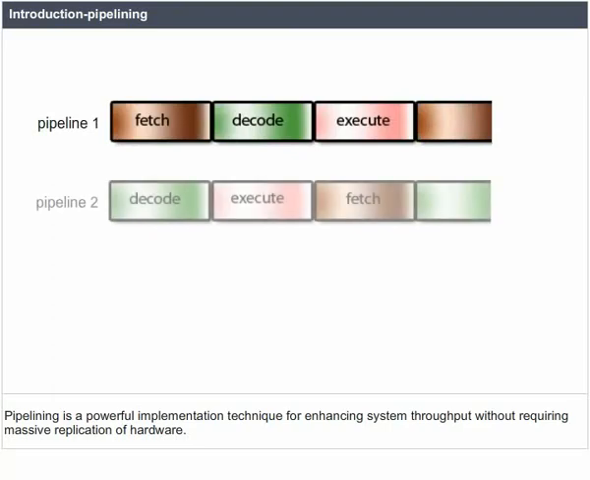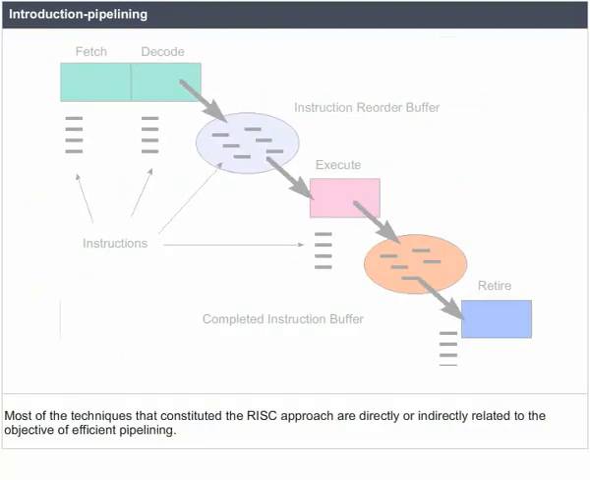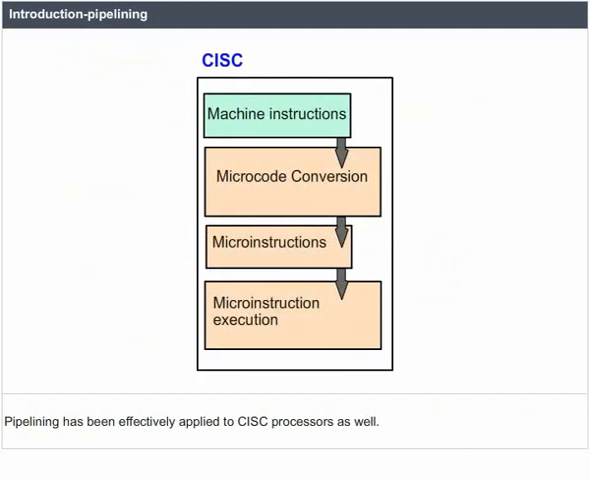Introduction: Pipelining. Pipelining is a powerful implementation technique for enhancing system throughput without requiring massive replication of hardware. Most of the techniques that constituted the RISC approach are directly or indirectly related to the objective of efficient pipelining. Pipelining has been effectively applied to CISC processors as well.